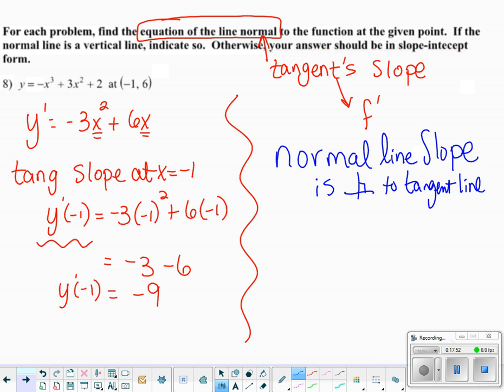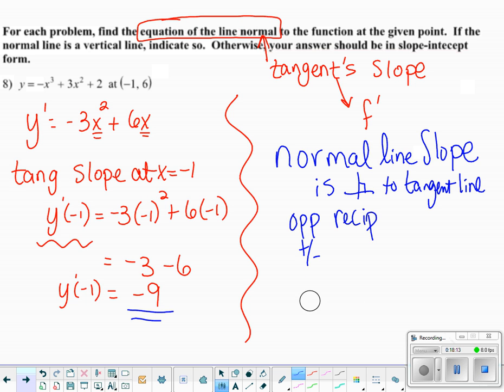So how do I make perpendicular slopes? I use opposite. And by opposite, we're talking about the sign. If it was positive, I'm now negative, and vice versa. I need opposite reciprocals. The opposite reciprocal of negative 9 would be positive 1 over 9.